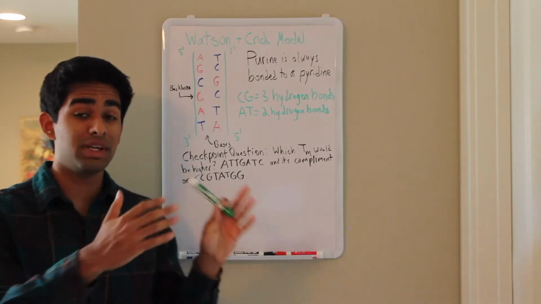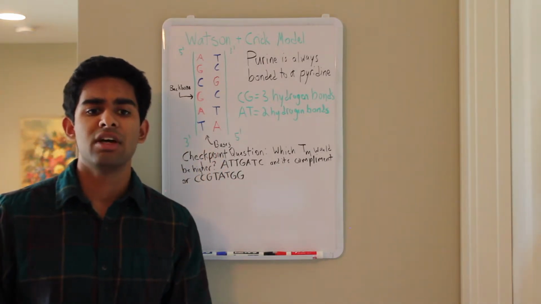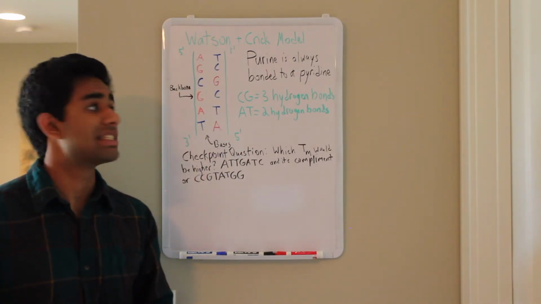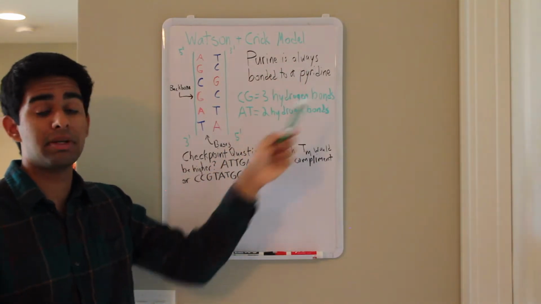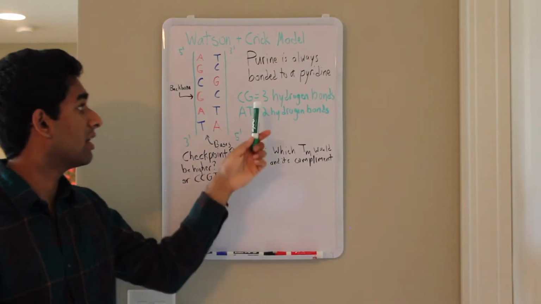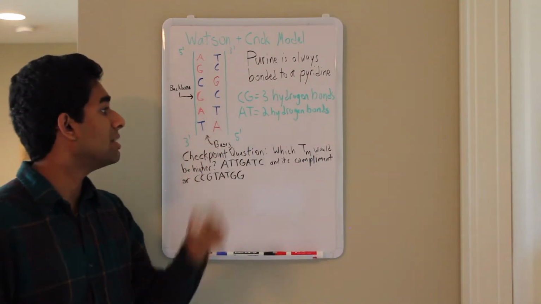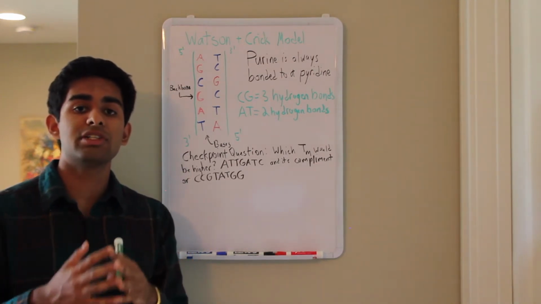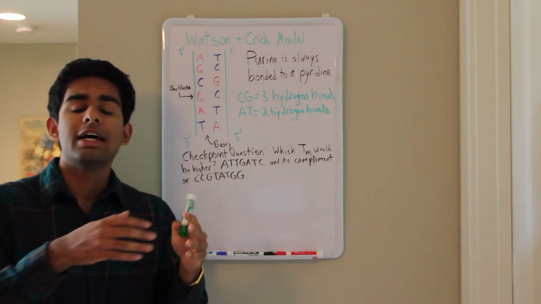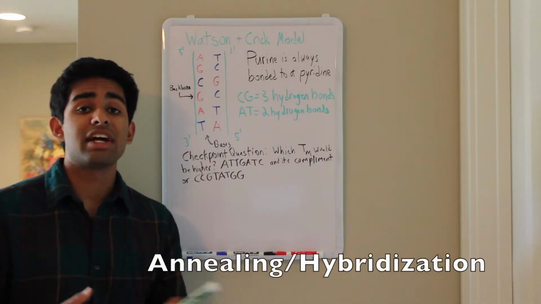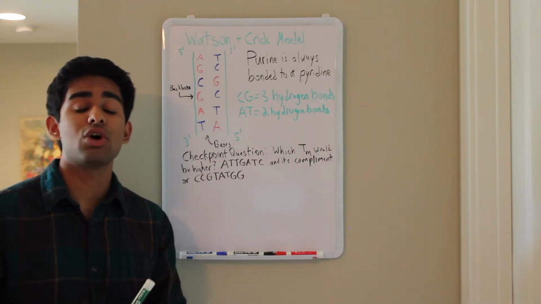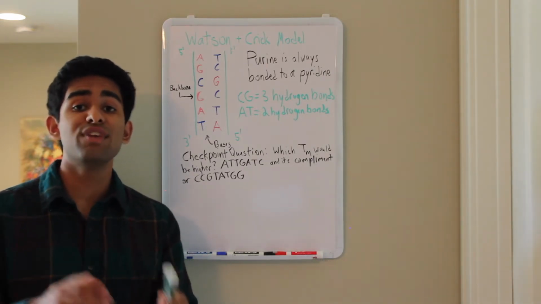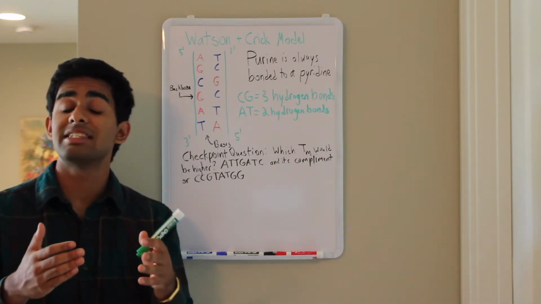These hydrogen bonds between the bases are very, very specific. Adenine is always bonded to thymine, and guanine is always bonded to cytosine. This means that a purine is always bonded to a pyrimidine. The CG pair contains 3 hydrogen bonds, while the AT pair only contains 2. The bonding of 2 complementary strands of polynucleotide chains is called annealing or hybridization. On the contrary, the separation of these 2 chains is called melting or denaturation. The temperature at which a solution of DNA is 50% melted is termed T sub m.